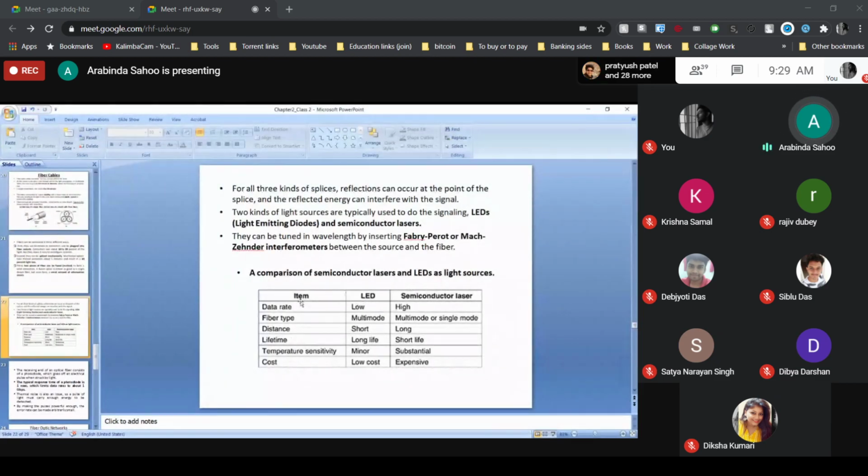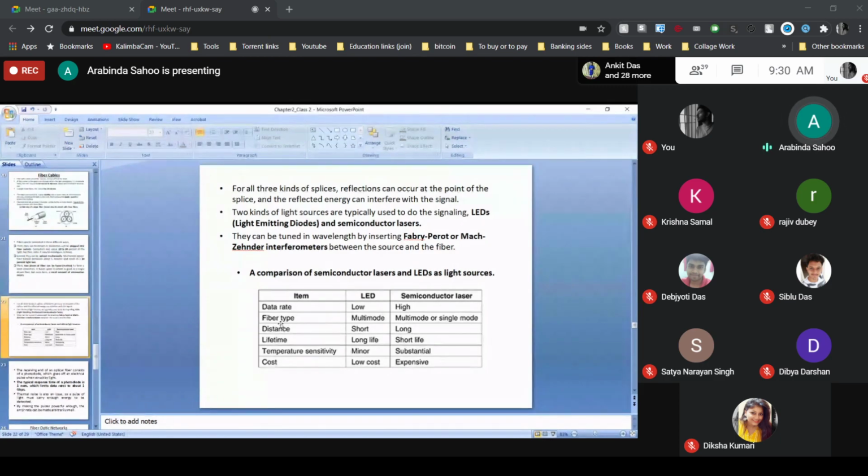If you compare LED with respect to the semiconductor laser, first is the data rate. The data rate in the case of LED is low, but in the semiconductor laser it is high. So if you are using an LED, you can transmit fewer bits per second as compared to the semiconductor laser. This is the first one.